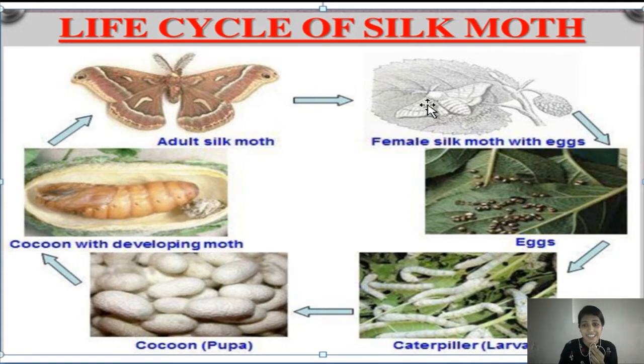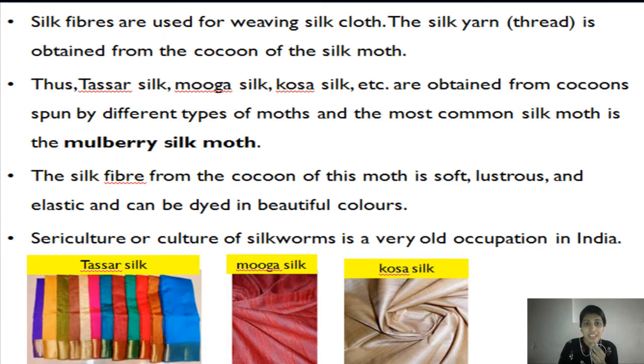The female silk moth first lays its eggs, then from inside the eggs the caterpillar or larva hatches, then they spin the fiber around themselves, which hardens on exposure and becomes a pupa. And inside the pupa, inside the cocoon, the silkworm develops. See this next figure, and from that the silkworm comes out. So this is the whole life cycle of a silk moth. Silk fibers are used for weaving the silk cloth.